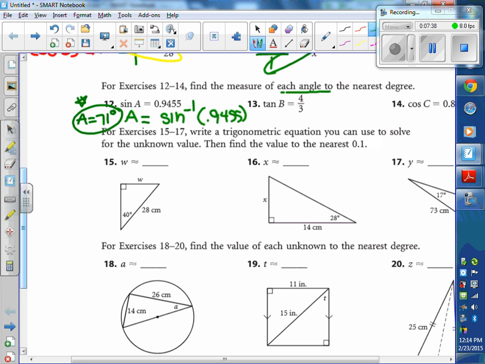I'm going to do one more. I'm going to do 16. So for 16, you're supposed to find x. So you have to use what you have. You have the 28, right? In reference to the 28, you have the side opposite and the adjacent. What trig function uses opposite and adjacent?